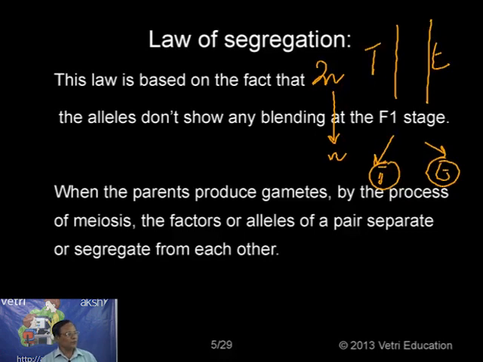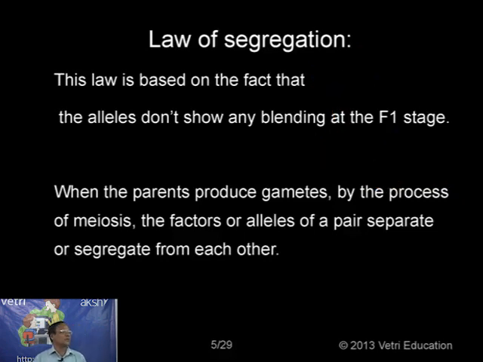So when the gametes are formed during meiosis by the parents, the two alleles for a particular character segregate or separate from each other, and they enter into two different gametes. As a result, each gamete receives either capital T or small t, either of these two alleles only and not both. This is because of the segregation or separation of the two alleles during the formation of gametes. So when the parents produce gametes by meiosis, the factors or alleles of a pair, capital T and small t, separate or segregate from each other. That is the law of segregation. You'll see how it takes place.